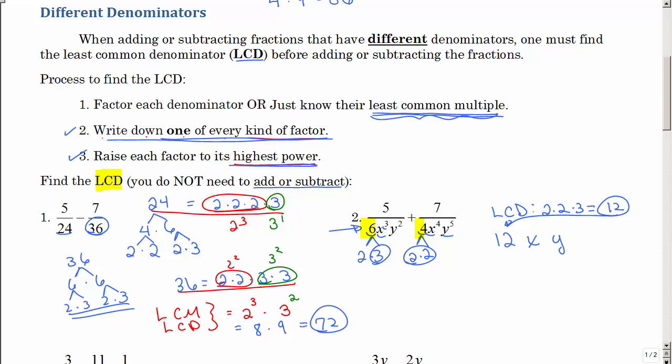So the highest power on x, well, 4 is bigger than 3. And on y, I have 2 and 5. And of course, 5 is the biggest. That would be the least common denominator. Let's try some more.